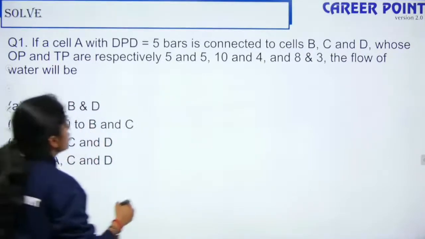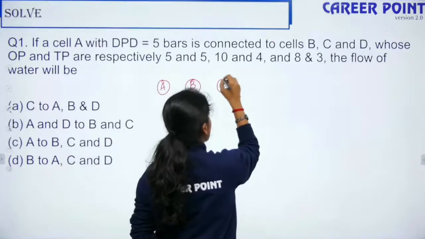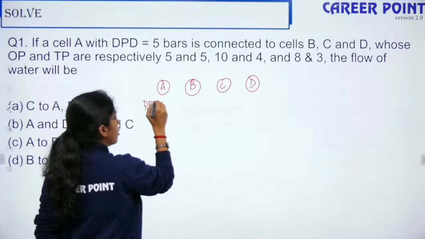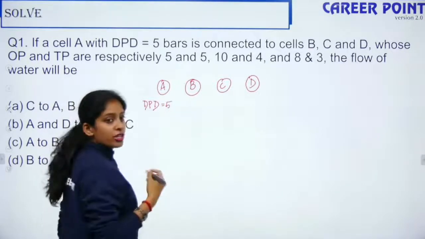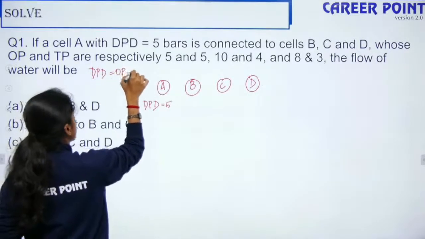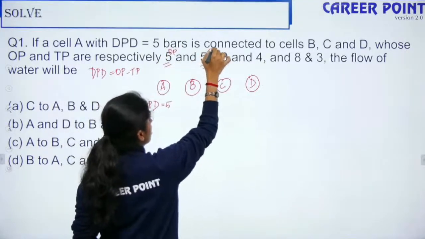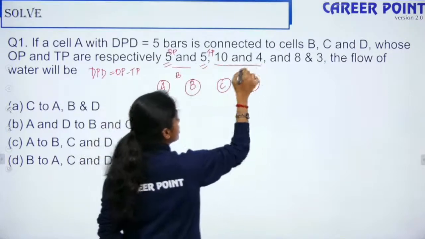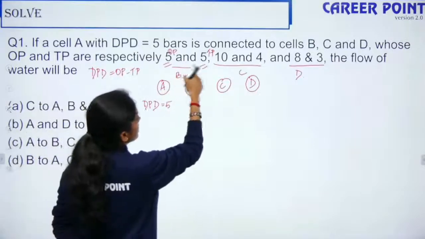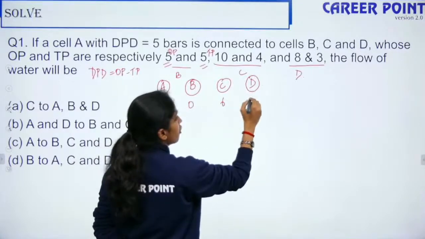So how do you calculate? You have 4 cells: A, B, C and D. The DPD of cell A is already given, which is 5. How do you calculate DPD? DPD is equal to osmotic pressure minus turgor pressure. The first value given is the osmotic pressure, the second value is the turgor pressure, for B, C and D respectively. We calculate accordingly. For B it is 5 minus 5, so DPD is 0, for C it is 6 and for D it is 5.